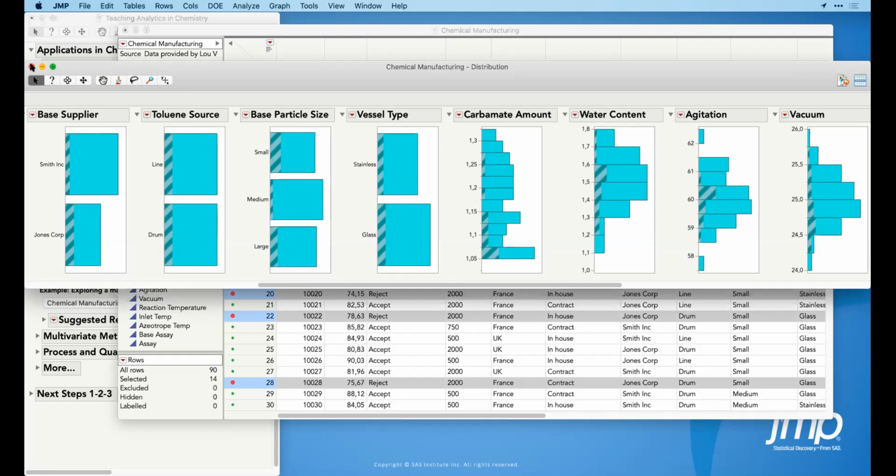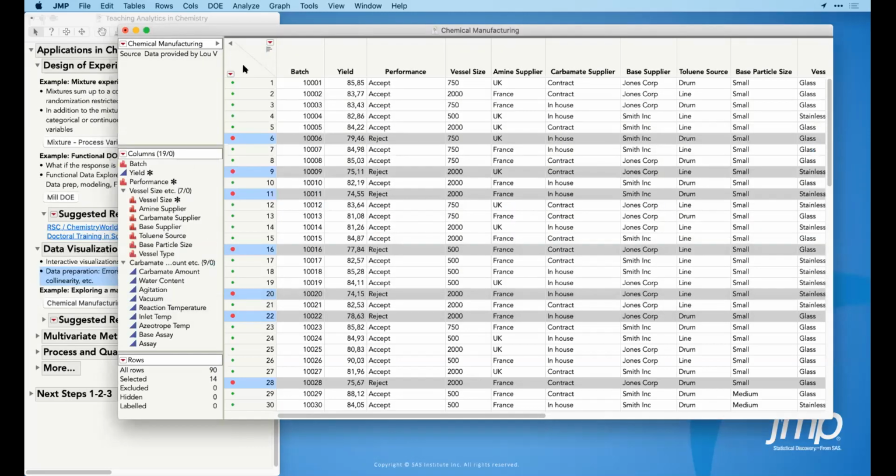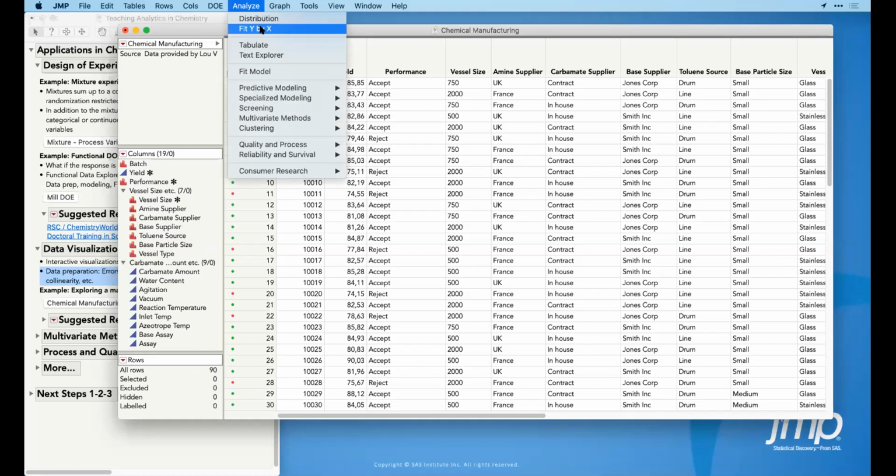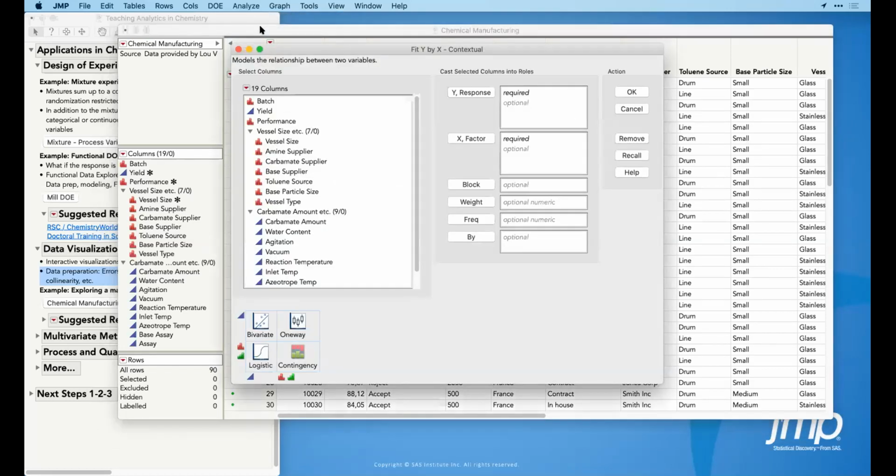Now you can spend some time on exploring your data just using the distribution platform and clicking around. The next step would be to look at two variables at a time. So what about yield versus vessel size? There's an overview here. You can cheat and see, we will get into a one-way ANOVA scenario. But I can also look at yield versus carbamate amount, which is this one here.